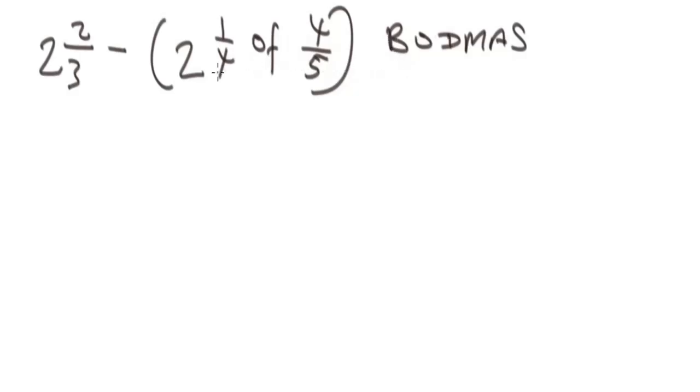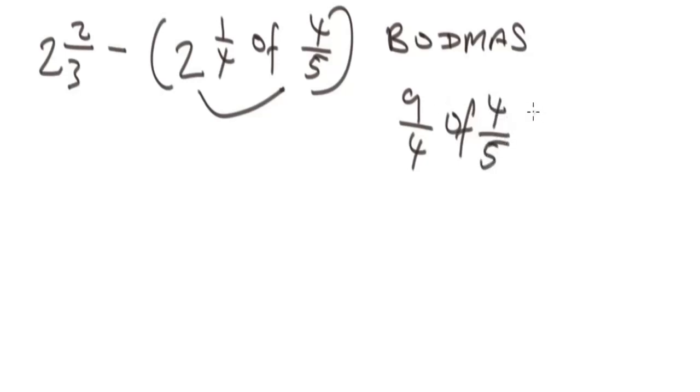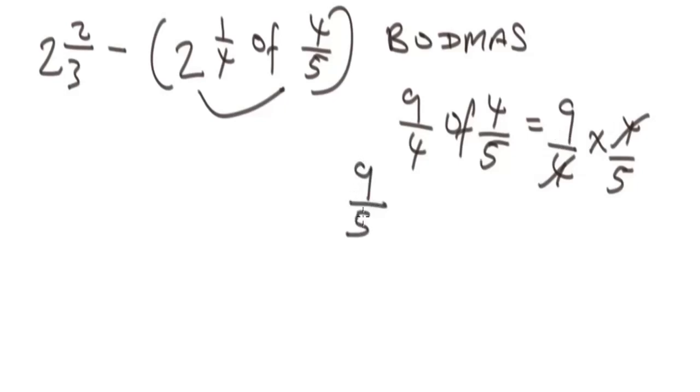Let's begin with B, which is bracket. Let's look at what we have here. We're going to have 4 times 2 is 8, plus 1, that's 9 over 4 of 4 over 5. So change the "of" to multiplication. It will be 9 over 4 times 4 over 5. So this will cancel this, cancel itself. Alright, so now we are left with 9 over 5.